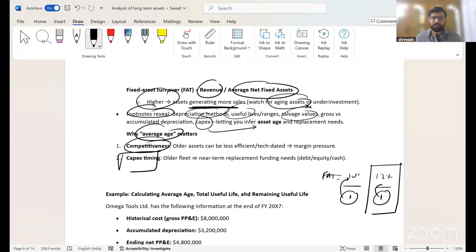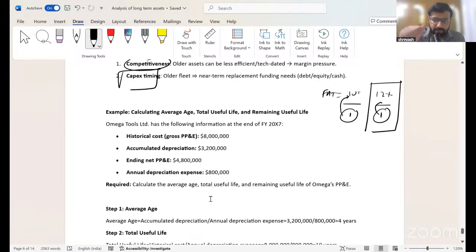Okay, sir, fair enough. Now, how do you calculate the average age, the total useful life, and the remaining useful life? I want to calculate the average age of my asset, the total useful life, the remaining useful life. What if it is not given to me and I have to calculate it? Let us try to calculate that.